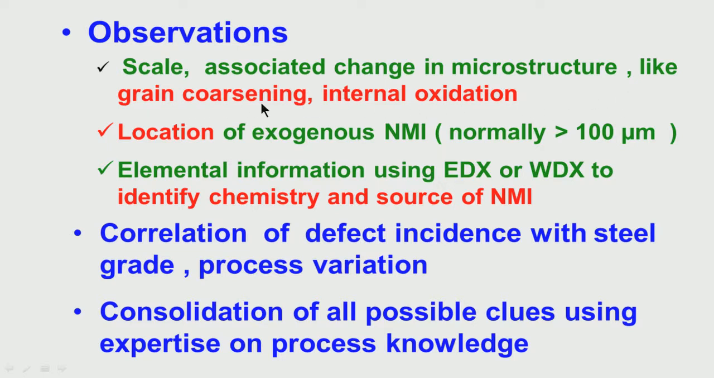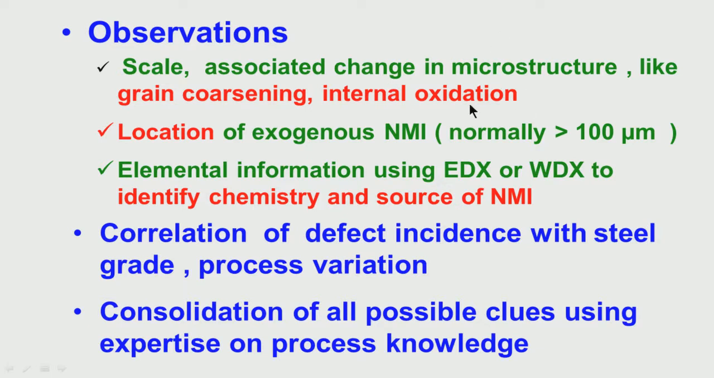Identification of grain coarsening, identification of internal oxidation. What does internal oxidation mean? Any interior surface of a product is not supposed to be oxidized. The surface will be oxidized, because the surface is exposed to high temperature, maybe during reheating, maybe during continuous casting, maybe during rolling. But if you are seeing at the cross section near the defect, there is some internal oxidation.